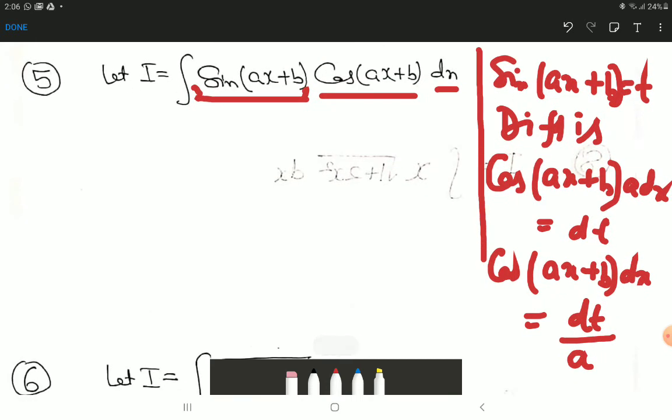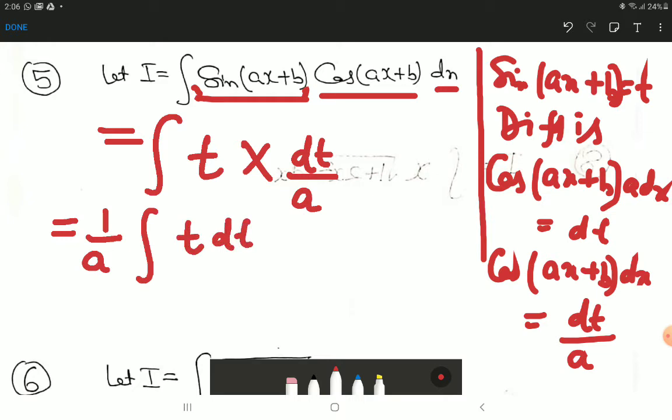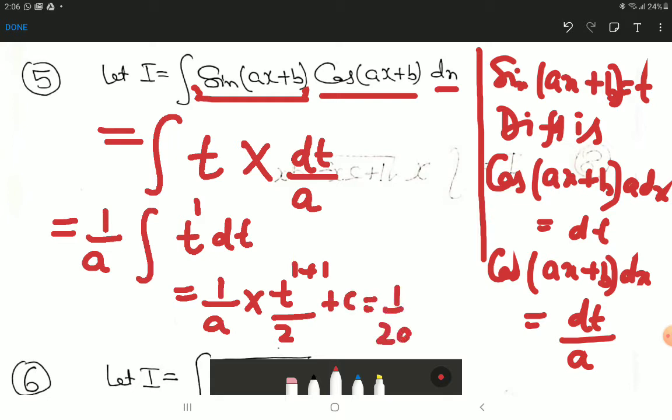Right? So now we have assumed sine of ax plus b to be t, and the value of cos of ax plus b dx comes out to be dt by a. 1 by a is constant, you can take it out. So now it is integration of t dt. So it's equal to 1 by a, and integration of t raised to power 1. It's just like x raised to power n, x raised to power n plus 1 upon n plus 1. So it should be t raised to power 1 plus 1 upon 1 plus 1, which is 2, plus c, equal to 1 by 2a t square.